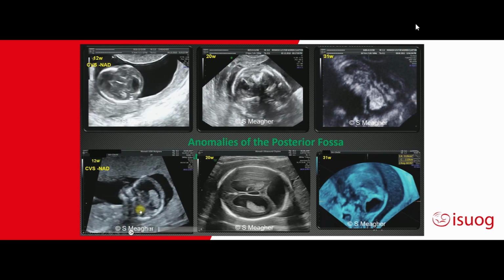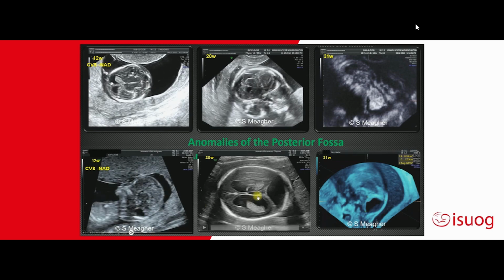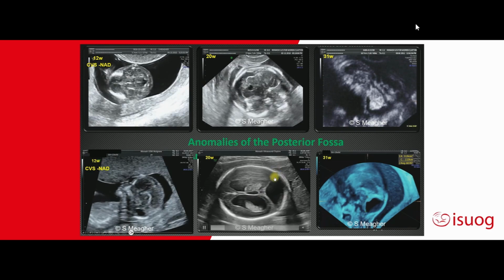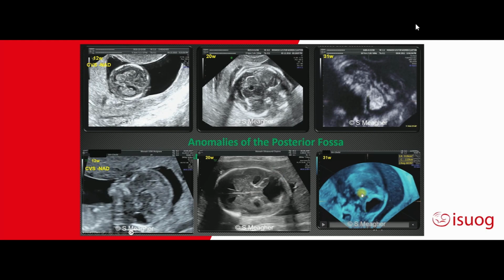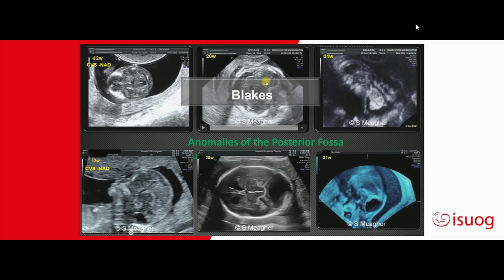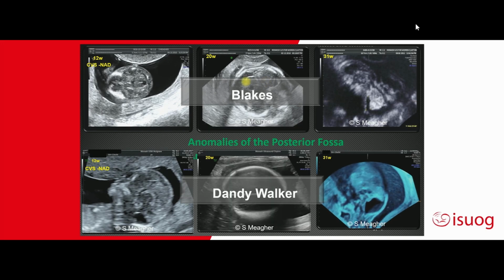In this case down here, you have dilatation of the cerebral fourth ventricle, but a very different picture to the one above, where you've got absence of the vermis, wide splaying of the cerebellar hemispheres in a fetus with Dandy-Walker malformation and ventriculomegaly. So the above case is the typical appearances of a Blake's pouch. The below case is the typical appearance of Dandy-Walker malformation. But we weren't able to say that at 12 weeks of gestation.